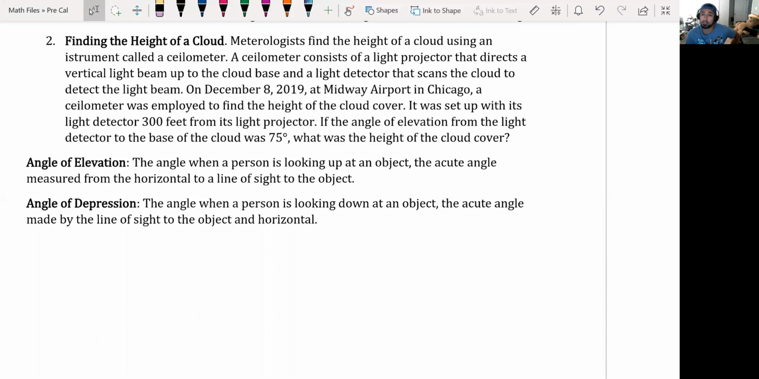On December 8, 2019, at Midway Airport in Chicago, a ceilometer was employed to find the height of a cloud cover. It was set up with its light detector 300 feet from its light projector.